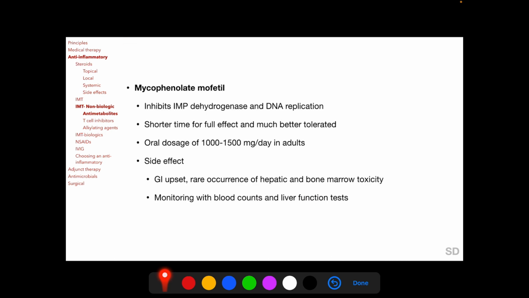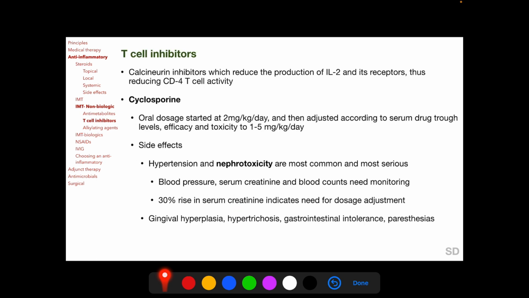Mycofenolate mofetil inhibits DNA replication by inhibiting inosine monophosphate dehydrogenase, and mycofenolate takes a shorter time to take full effect in comparison to other antimetabolites and is also much better tolerated. It is administered orally at a dosage of 1000 to 1500 mg per day in 2 divided doses in adults, and side effects include GI upset, rare occurrence of hepatic and bone marrow toxicity. So monitoring with blood counts and liver function tests is also required.